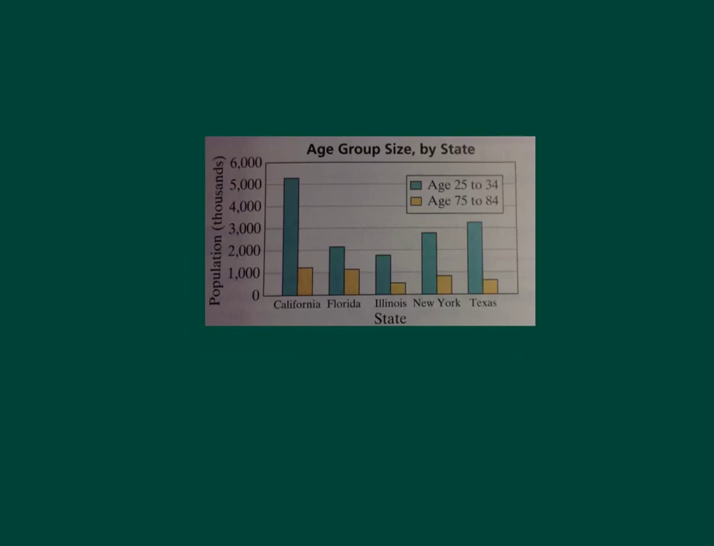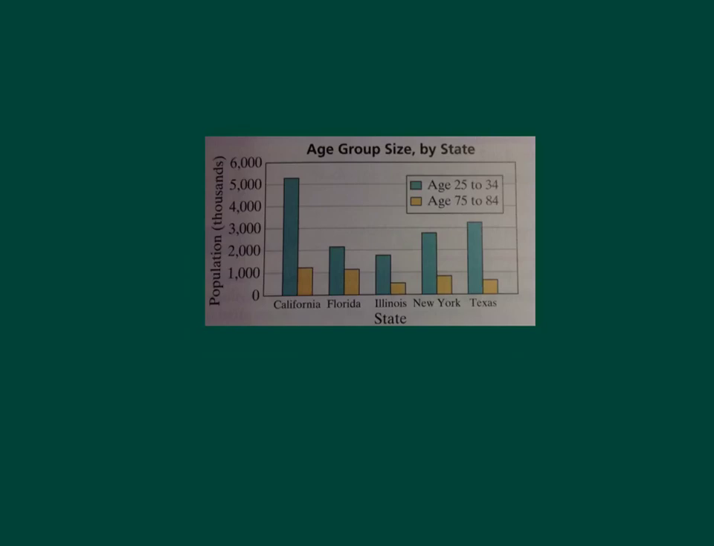So this bar graph actually, if you'll notice, has 2 bars. So we call that a double bar graph. The reason being because it compares 2 data on the same graph. So as you can see, we have the age in the teal color is the 25 to 34 for each state, and we have our yellow color, which is the 75 to 84 for each state.